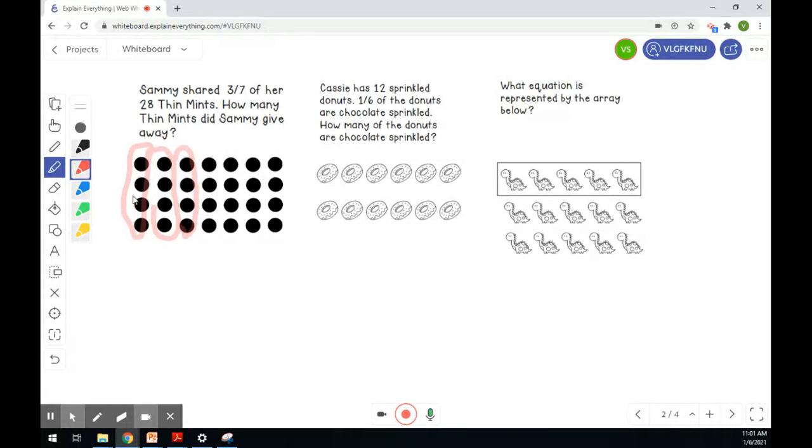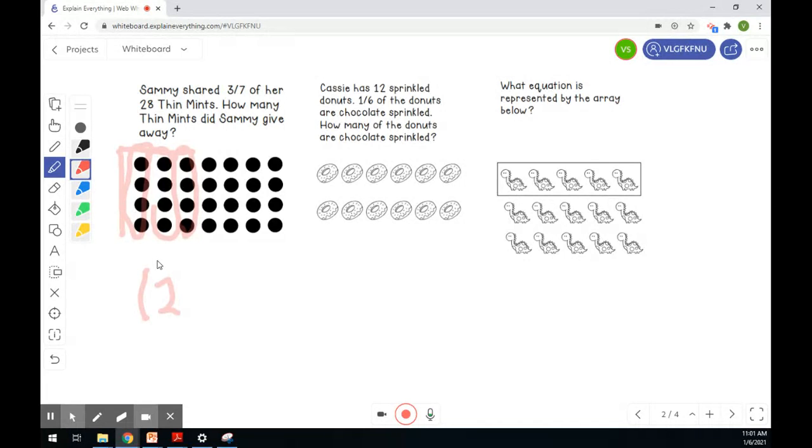Okay, so my answer, if I have 3 out of 7, I'm going to count how many number of objects. So I'm going to use my array again to find my product. I have 3 going through my columns, and I have 4 going through my rows. So I have 12 Thin Mints.